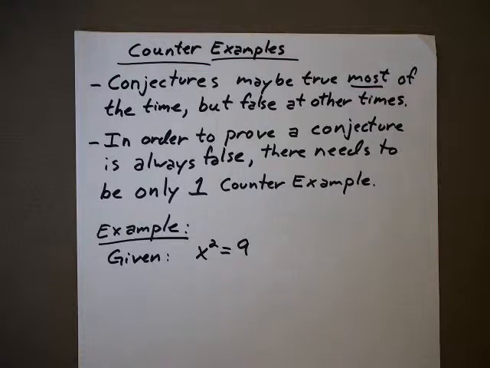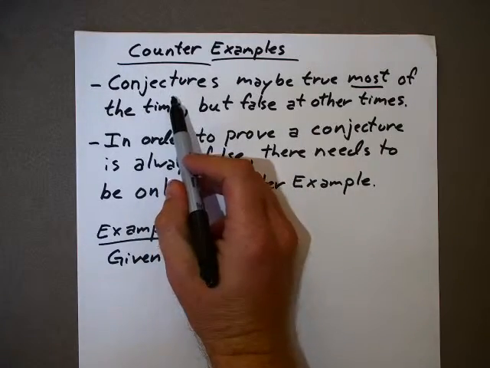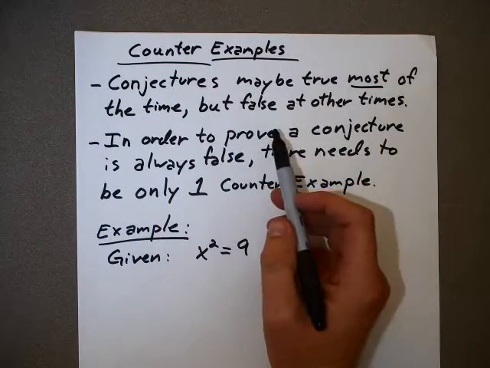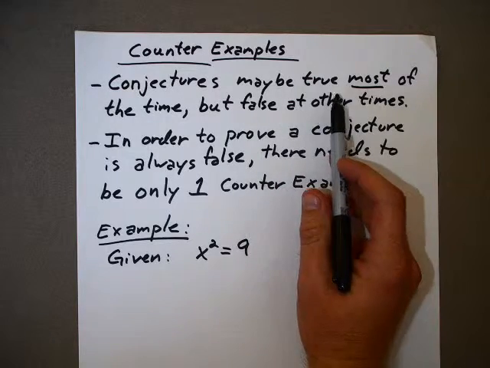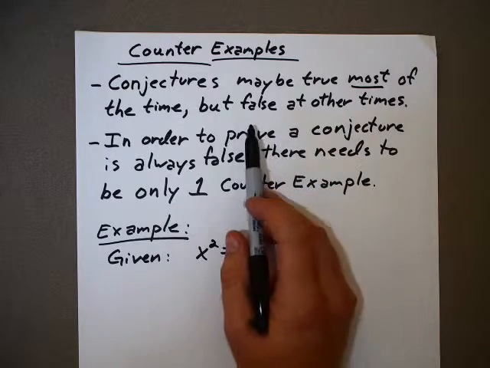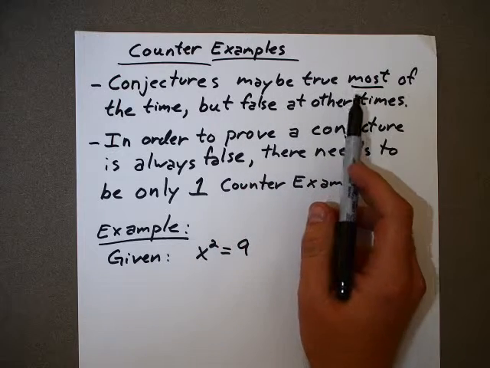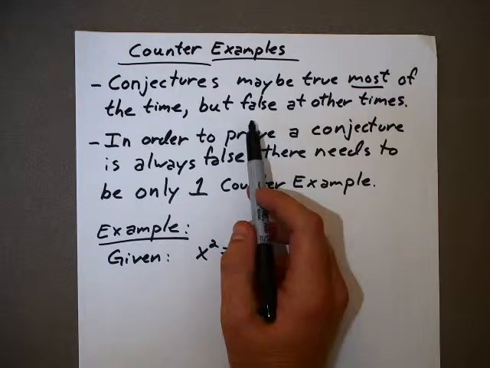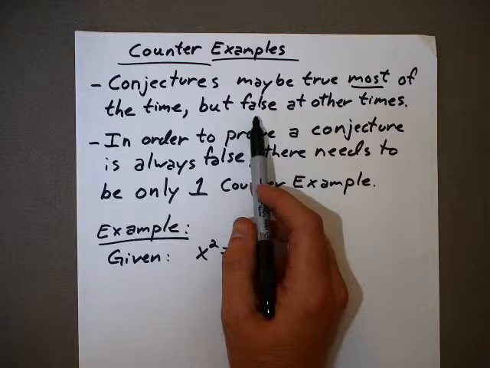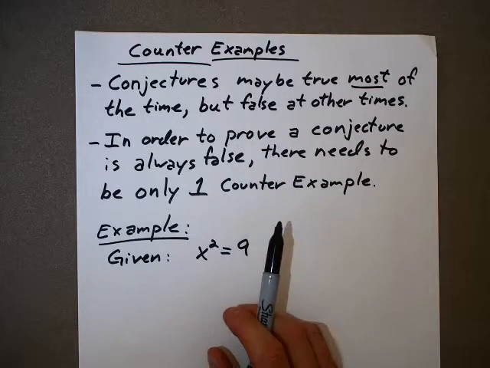Last session we talked about conjecture, patterns in conjecture, and geometric conjecture. Today is the follow-up to that, when we will talk about counterexamples. When we are dealing with conjectures, we know that sometimes conjectures are true and sometimes they're false. If you have a conjecture that is true most of the time but false at least once, then that conjecture we say is actually false.